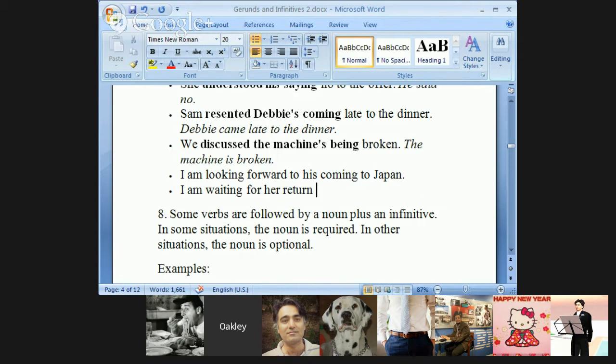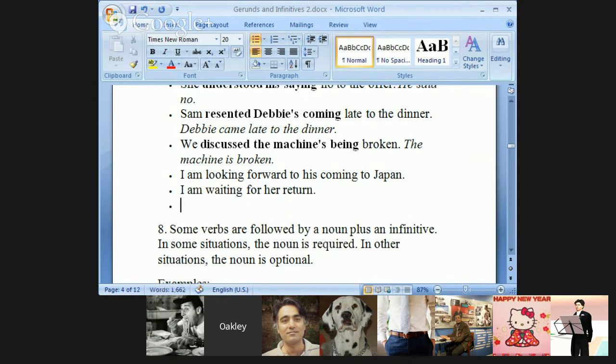So what's the point? I'm waiting for her return. You see that? There's no reason for me to say for her returning. That's ridiculous because that means the same thing as return. Okay, so it's not necessary. But actually, thank you, Lesha, because that teaches us a valuable lesson. There's no point in using an infinitive or a gerund if a regular noun will work, just generally. And this is a very good example.